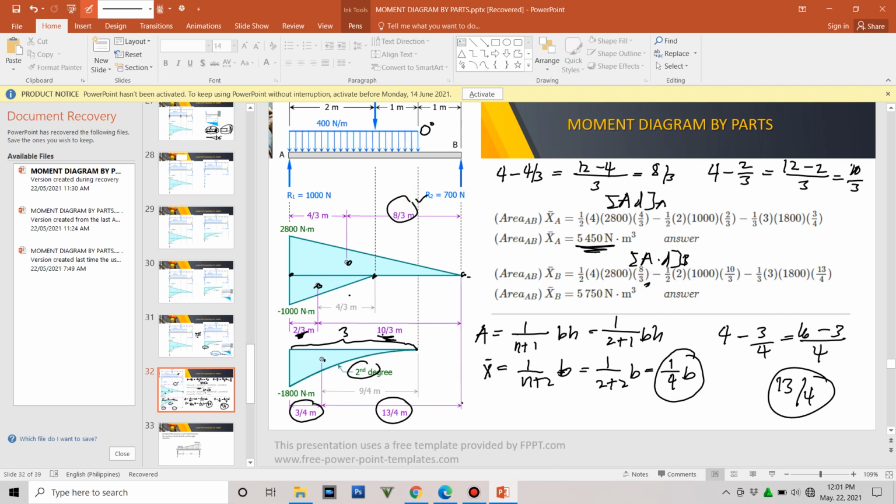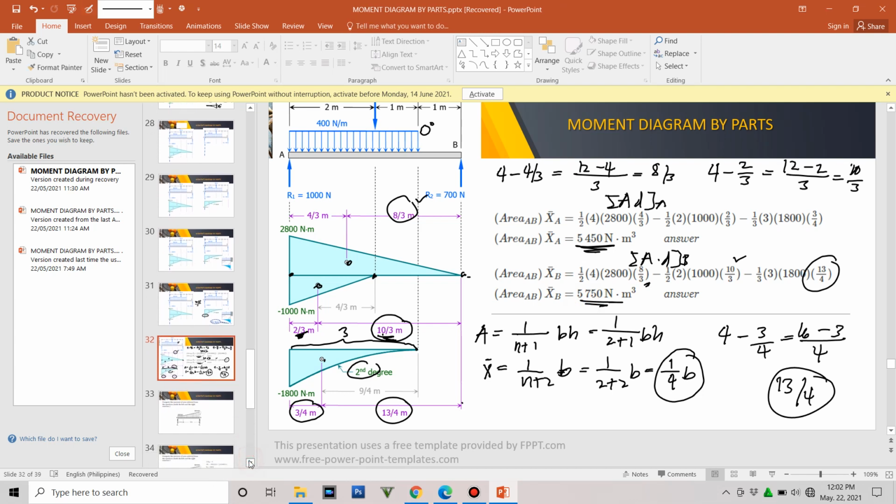And then yung maliit, 2/3. Sorry, 10 over 3. Sorry, 10 over 3. This one. And then for the spandrel, 13 all over 4 in distance. Yan. So we come up with the answer, 5,750 Newton per cubic meter. Okay, so it's now getting clearer for you with this procedure.